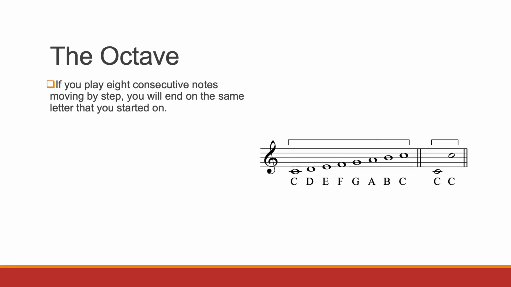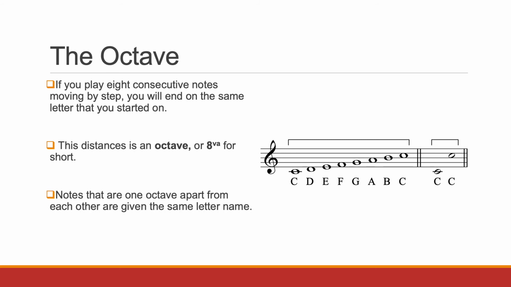The octave. If you play 8 consecutive notes, moving by step, you will end on the same letter that you started with. This distance is an octave, or 8VA for short. Notes that are 1 octave apart from each other are given the same letter name. And now I'll play the 8 ascending notes. And we started on C and ended on C. And these notes are an octave apart.